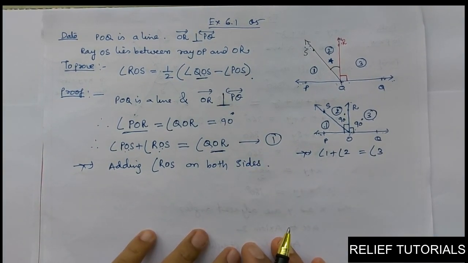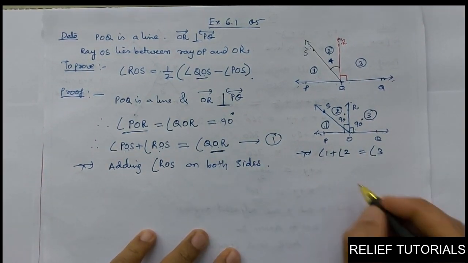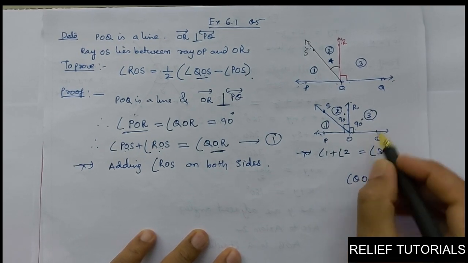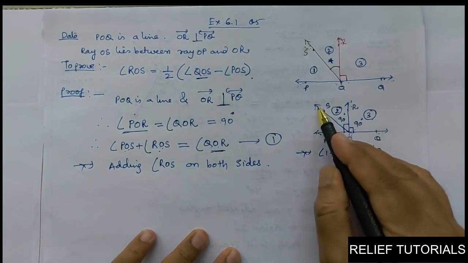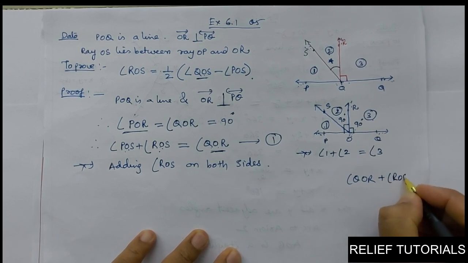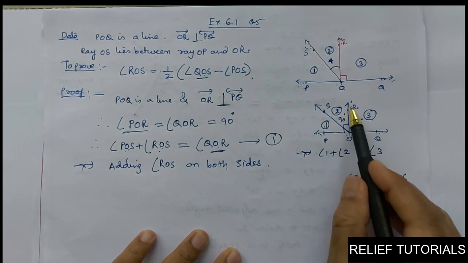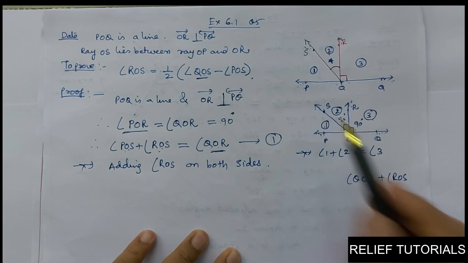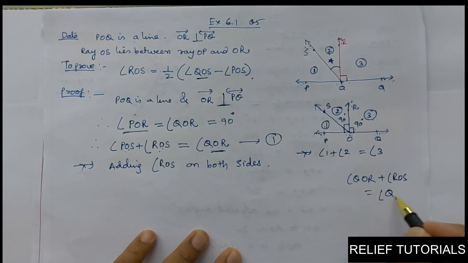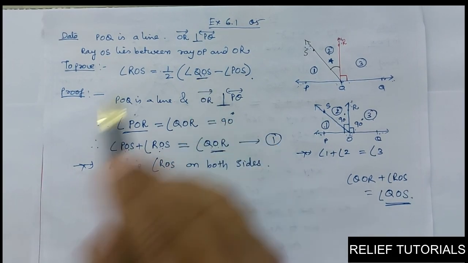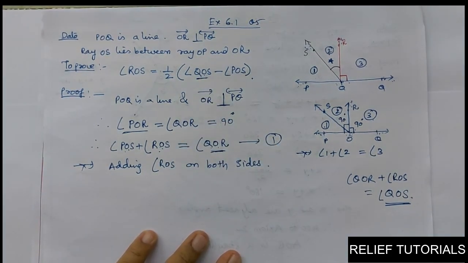So what will be the benefit you see? This is angle QOR. If you add angle ROS, then QOR plus ROS, you will get QOS. So that will be equal to angle QOS. So we'll get this QOS. So one problem will be solved.